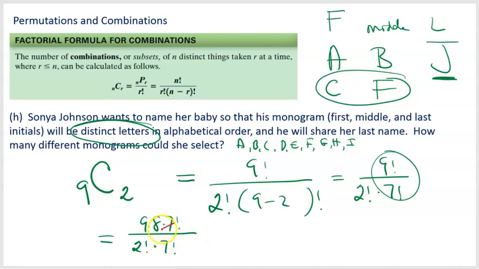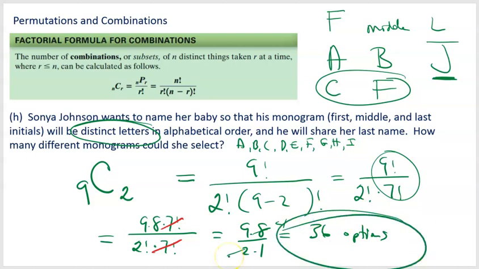And then the 7 factorials cancel. That gives us 9 times 8 divided by 2 times 1. Hey, I could do this in my head, right? 2 goes into 8 4 times. That gives me 36 options. So Sonia has 36 different options for letters that she can choose to name her baby so that the baby's initials are in alphabetical order and it ends with a J.